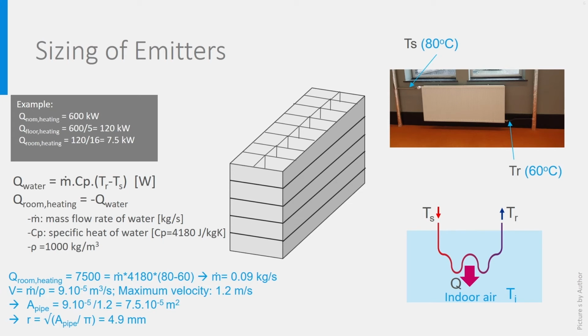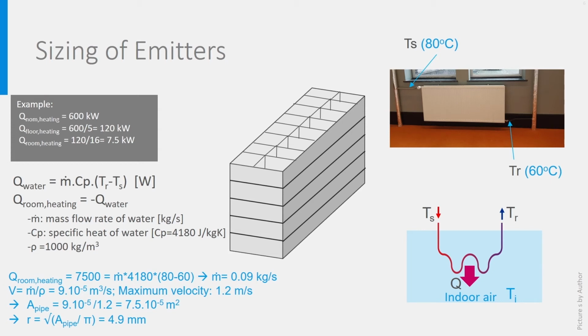In this example, we know that Q room heating is 7500 watt and we know the temperatures, so we can easily estimate the needed mass flow rate m, which is, by the way, controlled by the valve mounted on the radiator at the supply side. In our case, it is 0.09 kg per second. We can then size the pipe.